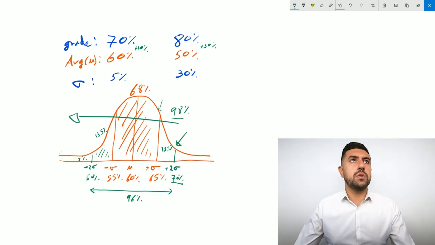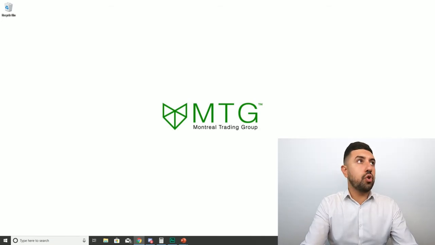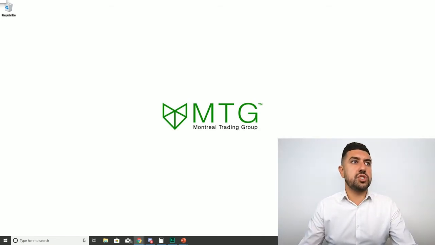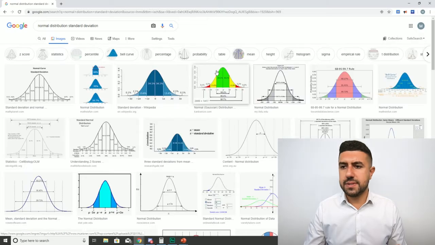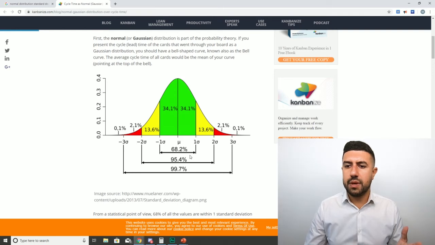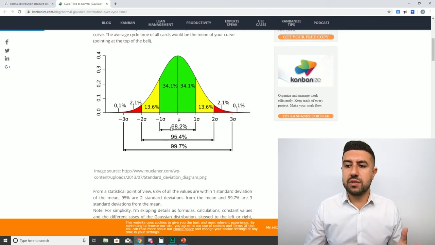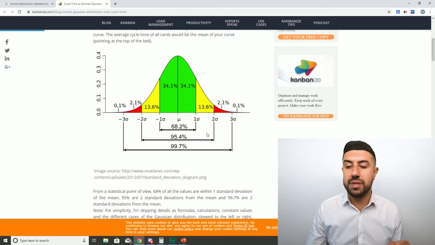If you go on Google here, I'm going to put normal distribution, standard deviation. So I just wrote normal distribution, standard deviation. And you can go on images and you'll see it here. So you have the normal distribution and 68% of the population is going to be within one standard deviation of the mean. 95.4% will be within 2 standard deviations, and 99.7% will be within 3 standard deviations of the mean.